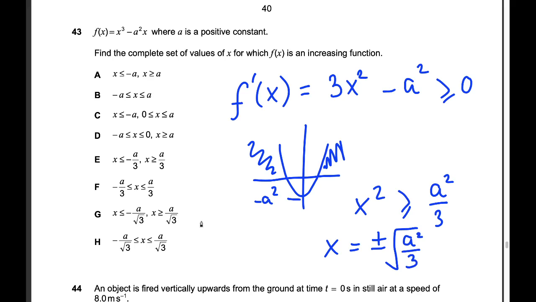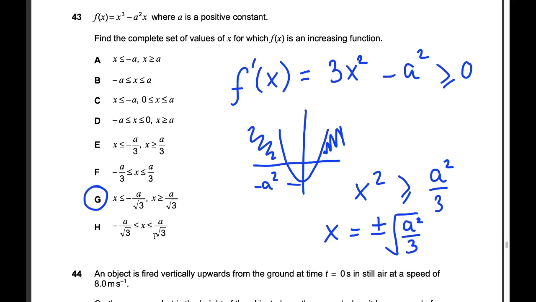So it's greater than a over root 3, but less than minus a over root 3. And I think it's a less than or equal to sign, but they don't really give you an option here. So it's going to be this one here. It's going to be g.